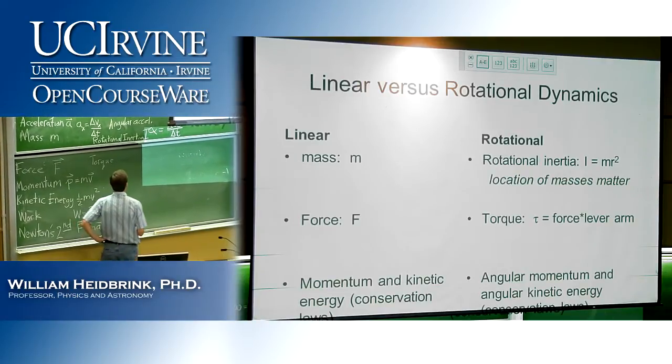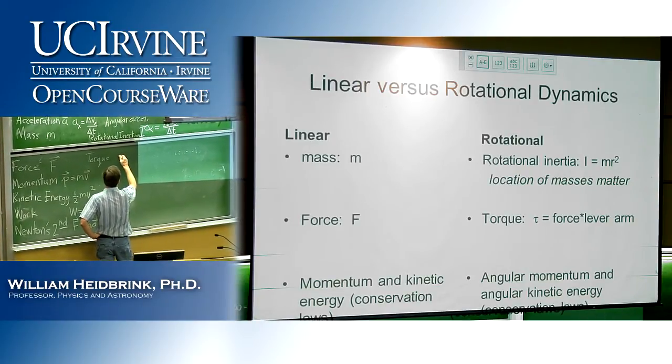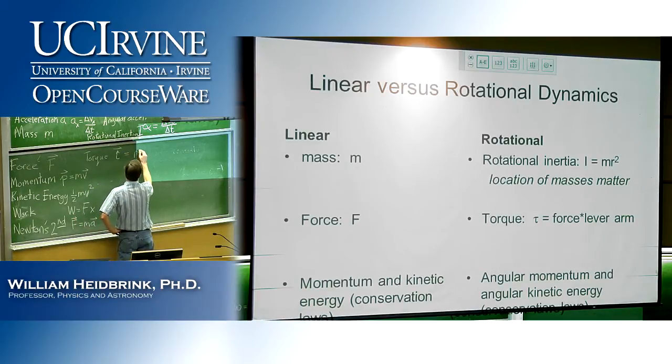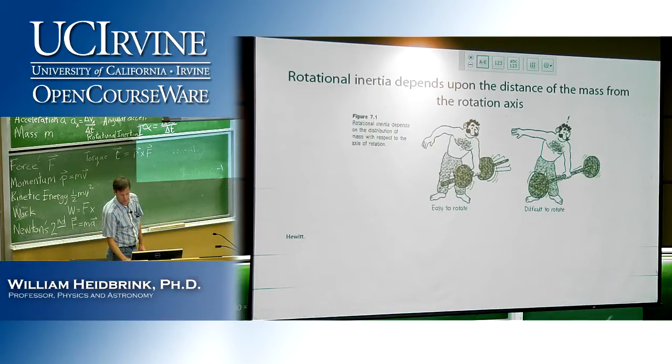So if you apply torque, you tend to rotate things. The symbol for that is tau. It's a vector quantity in general. And you learned before that it is the lever arm crossed with the force that's applied to it.